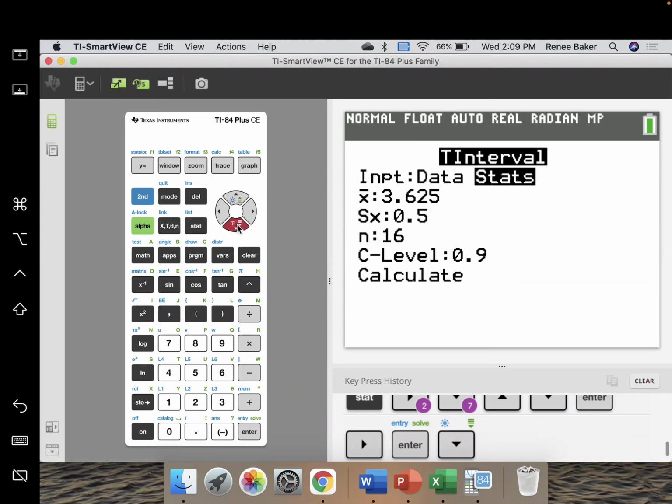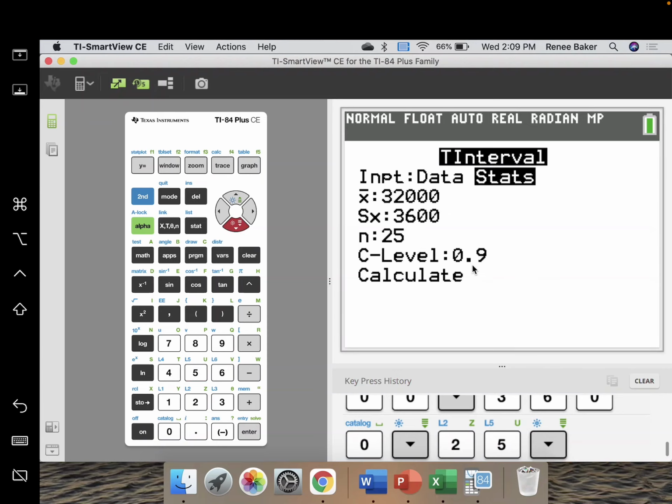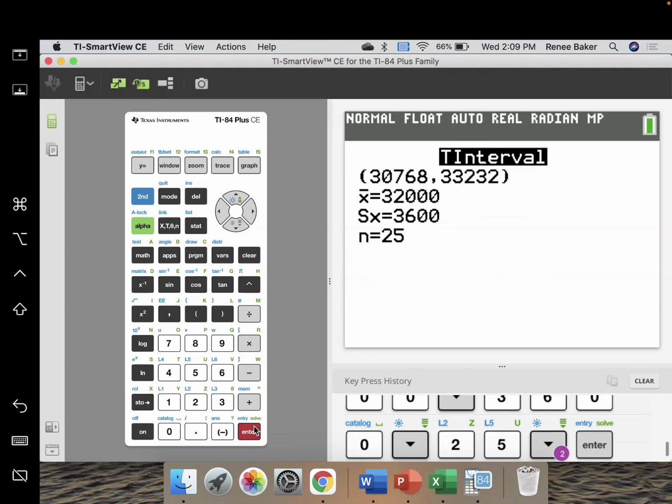But I actually know what the average is, which is 32,000. I know what the standard deviation is, which is 3,600. And you'll see whenever I do the Module 3 document practice what I'm doing in the calculator for the problems in 6.1 as well. n here was 25. C level is your confidence level, which is in decimals, so 0.9. And then calculate. And so what that does is that gives me the interval: 30,768 to 33,232.